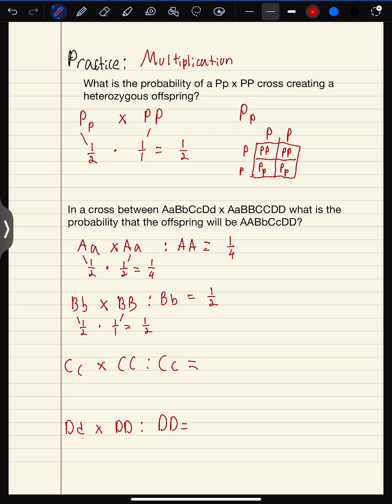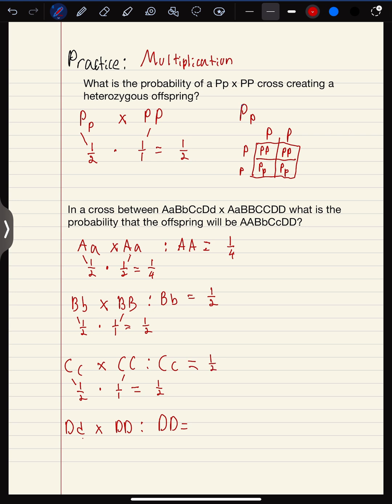Now, for this next one, C, we're trying to get big C, little c. We have again a 1 out of 2 chance of getting the little c times a 1 out of 1 chance of getting the big C. So here we're going to have 1 over 2.